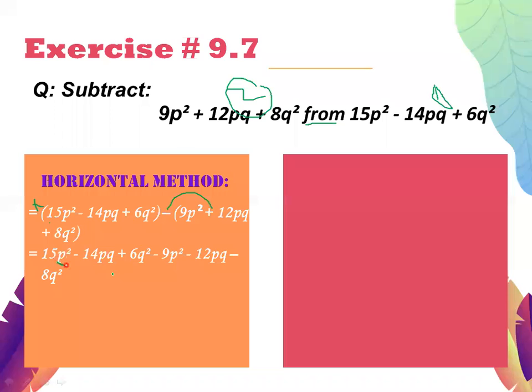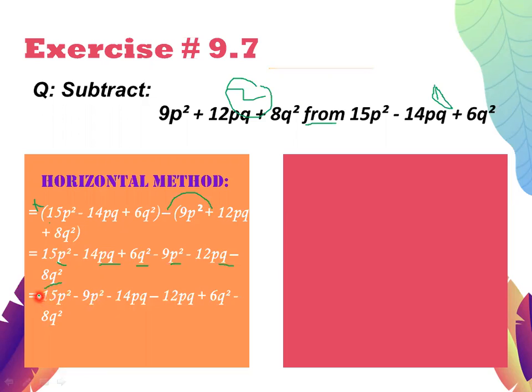This p square and this p square, this pq and this pq, this q square and this q square. You will write down all the like terms together just like this along with their sign. Means this is 15p square, this is minus 9p square, okay, then minus 14pq, then minus, okay, minus 12pq, then plus 6q square, and then minus, okay, minus 8q square, okay. After that you are going to perform the subtraction or addition here with respect to the sign.